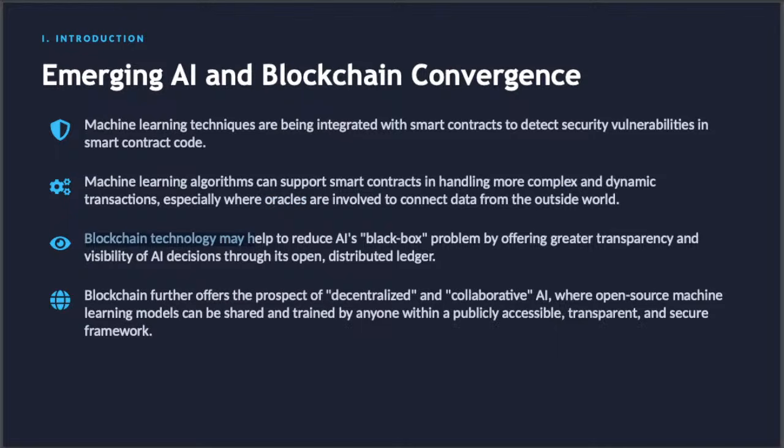Now, blockchain technology may help reduce the artificial intelligence black box problem by offering greater transparency and visibility of AI decisions through its open, distributed ledger.